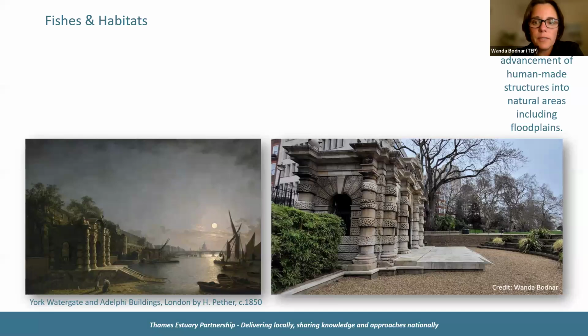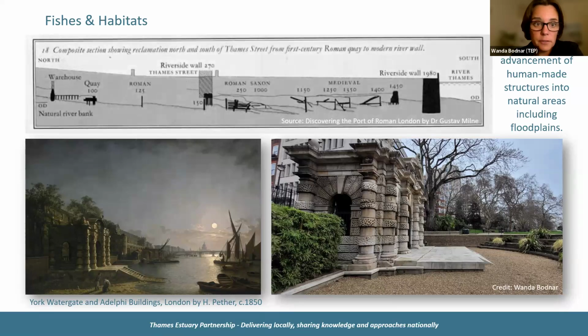One of the most visible examples of this encroachment, when human-made structures are built into natural areas, is near the present-day Embankment Tube Station, where the steps of York Watergate is about 100 meters away from the Thames. However, this build-up of the foreshore was not the first, as you can see on this cross-section of the now Upper and Lower Thames Street. Today, the Thames is actually about a third of its original width.